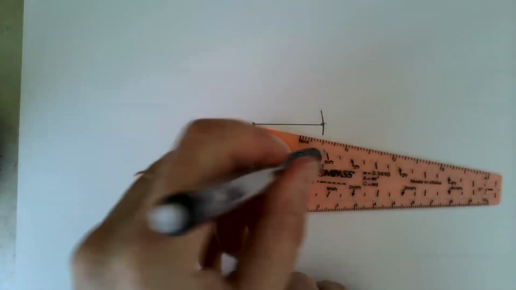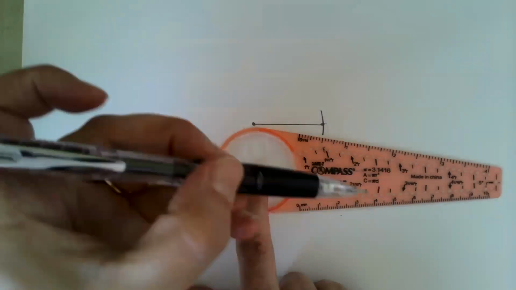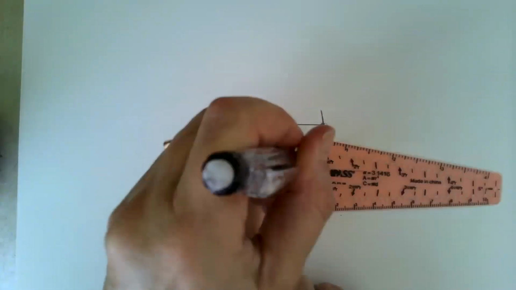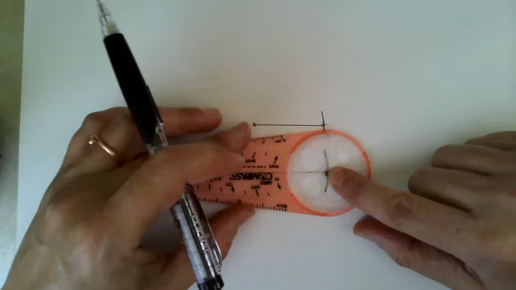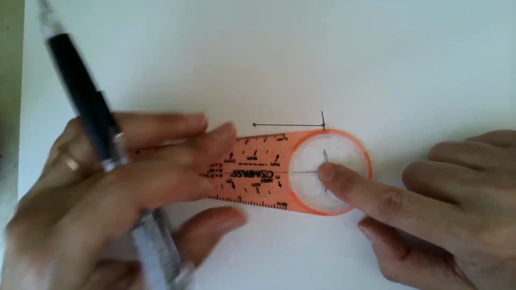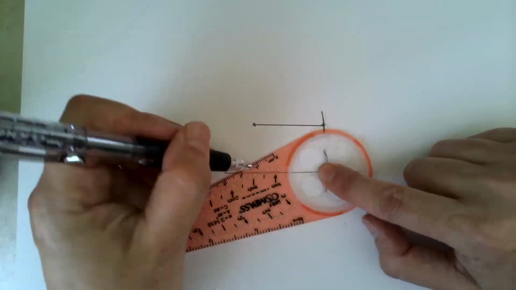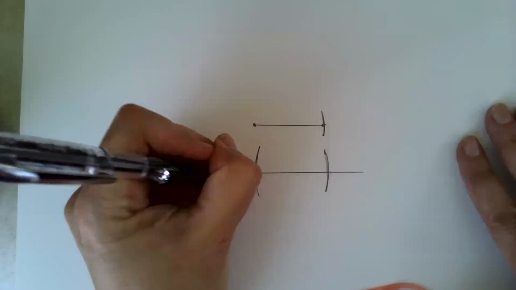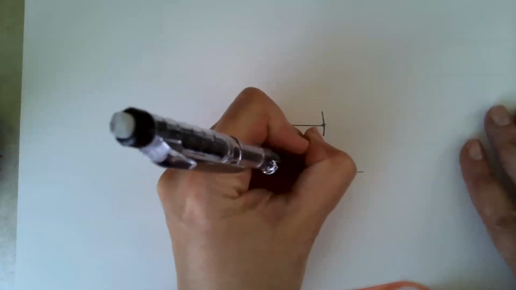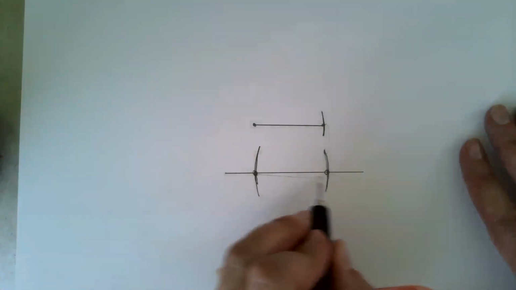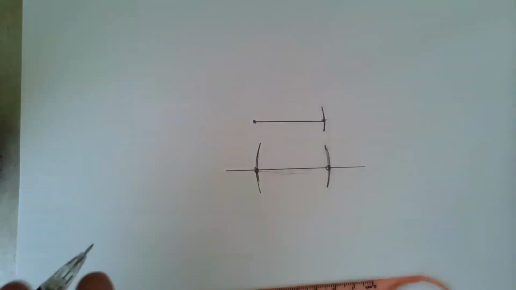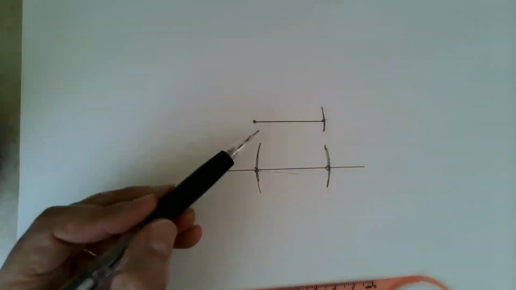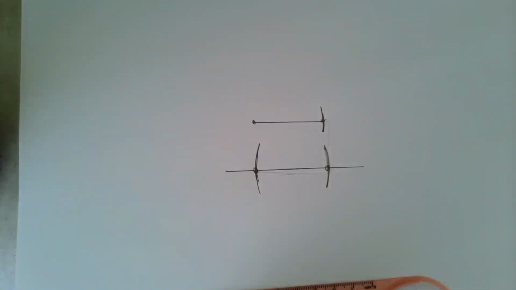Okay, so now I'm going to come onto this line, and I'm going to center my compass on this line, and then using this same radius length, I'm going to make a marking on this line. And then I'm going to go to here, and using this same radius length, I'm going to make a marking on here. And so now from here to here is my same length segment as the one I did here, because it's a circle of the same radius. Okay, and so that's how I duplicate a segment.